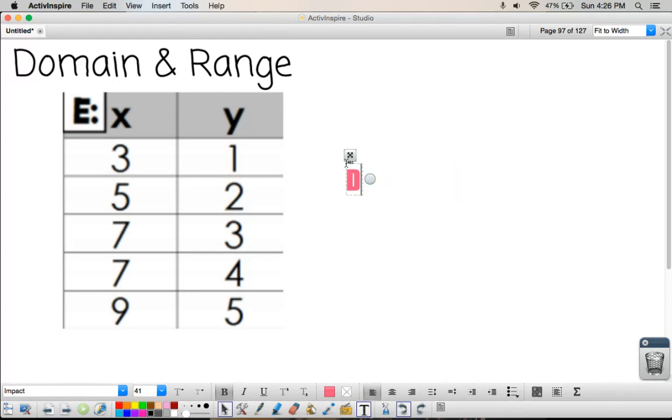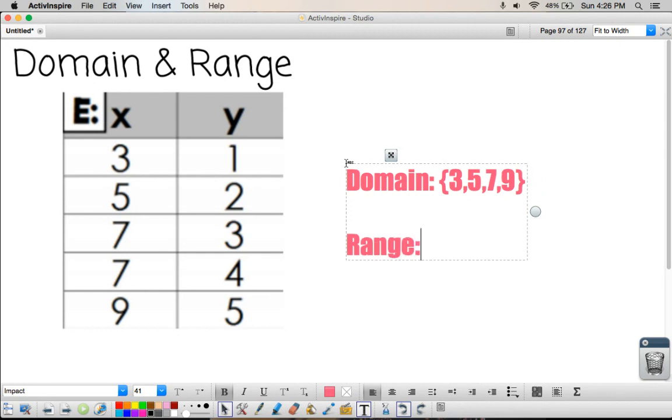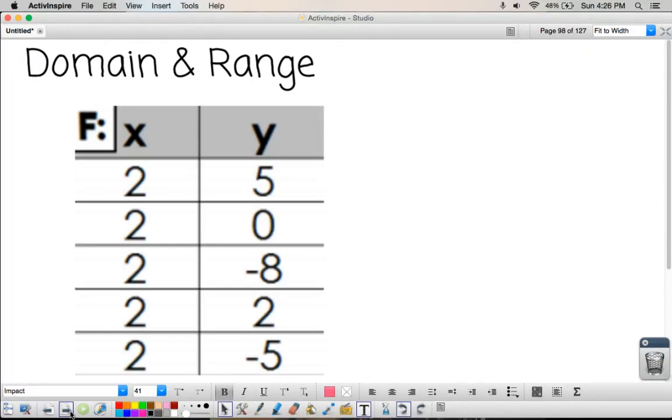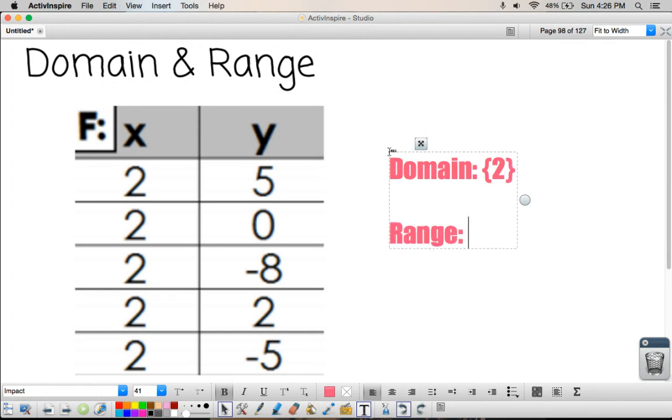So if I look at this one, my domain is 3, 5, 7, and 9. Remember, I don't have to put down numbers twice that repeat. My range is 1, 2, 3, 4, 5. Here, my domain is just 2. My range is 5, 0, -8, 2, and -5.